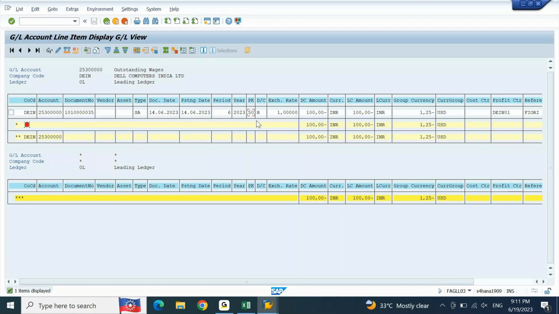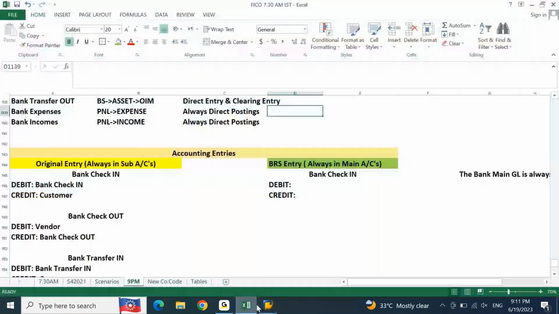Clear or confused with this positive number, negative number, debit number, credit number? Clear Ajay. Right? Your original entry will become the opposite or reverse in the clearing entry. Now, according to this statement, original entry will become opposite or reverse in BRS entry or in clearing entry. Whenever you pass BRS entry, it is always posted within the bank accounts.